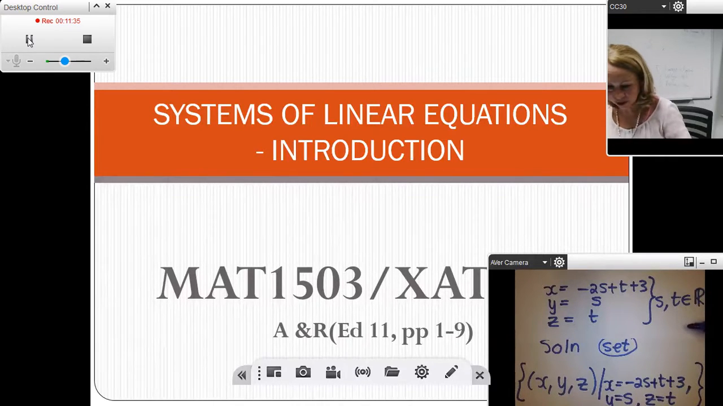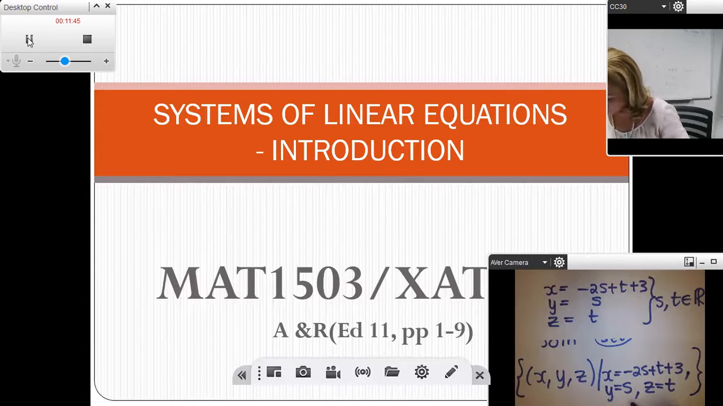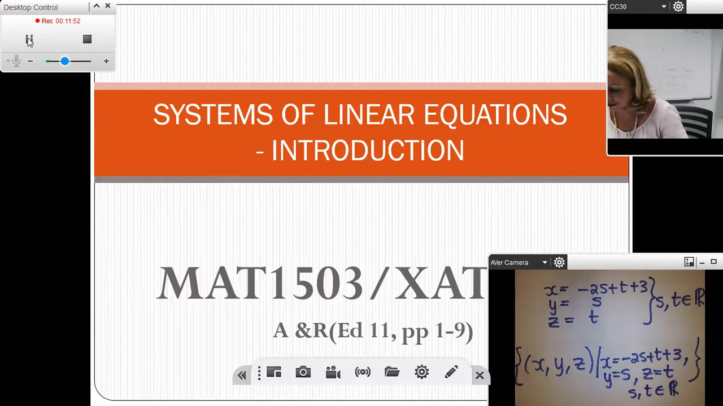On this sheet, you have what's called the general solution. And on this sheet, I've shown you how to rewrite the general solution as a solution set. And we should always specify that s and t are our parameters. In other words, that they are elements of the real numbers.